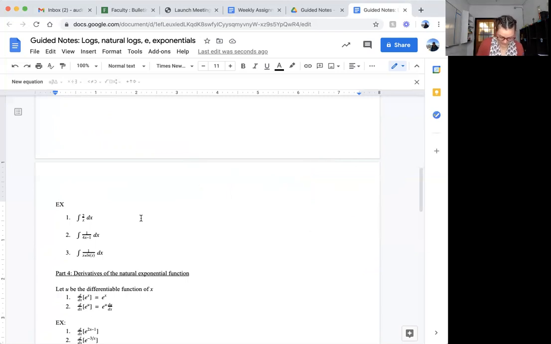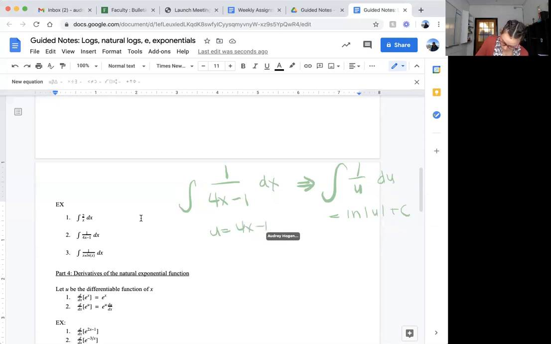Next up, we have the integral of 1 over 4x minus 1 dx. So this is where we're going to be using u substitution so that we can get to a point where we get the integral of 1 over u du, which we know would be equal to ln absolute value of u plus c. So in order to get there, we have to let u equal 4x minus 1, du is equal to 4 dx, dx equals du over 4.